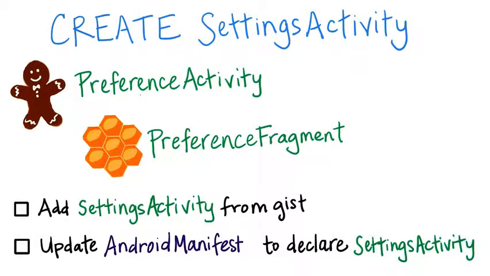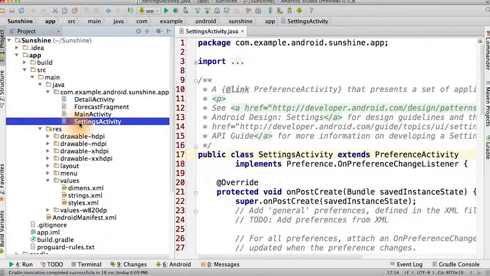Our gist is meant to be a simplified version of that for learning purposes, so later you'd be able to understand better what the wizard is doing. You check these items off when you're done. First we create our settings activity, and this is the code that we got from the gist.